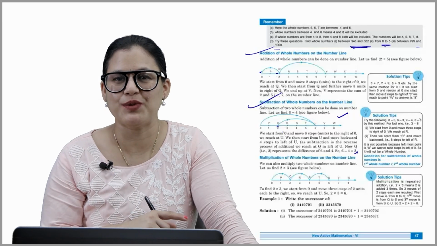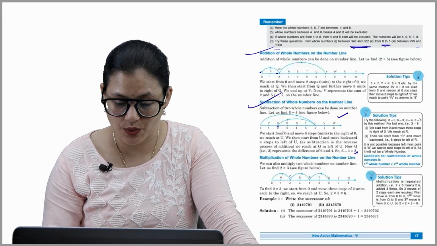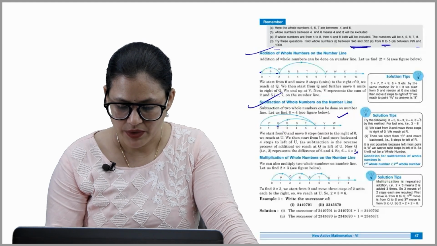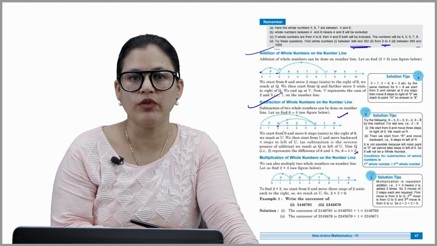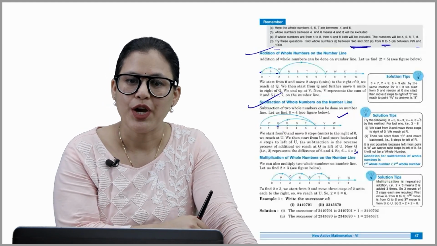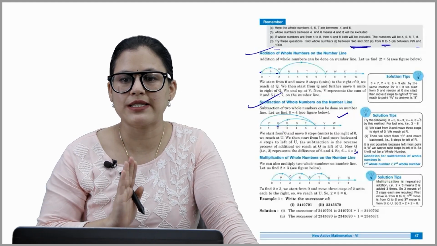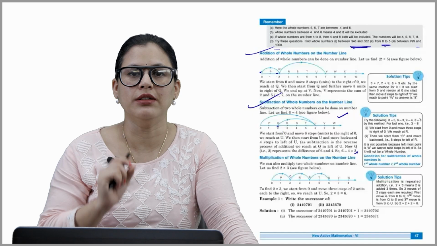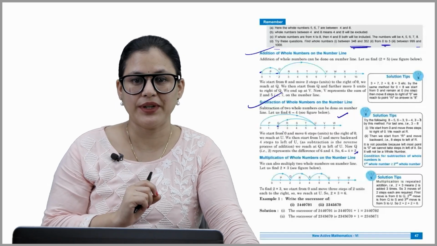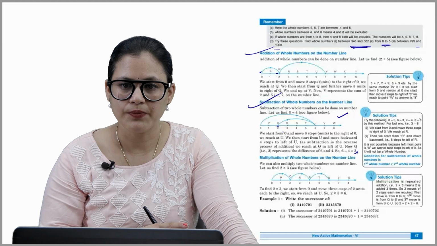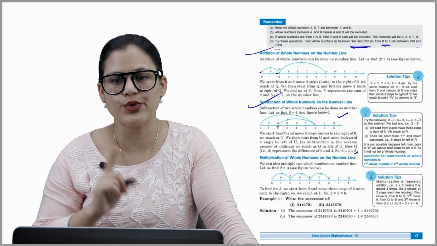It is not possible because the leftmost point is what? 0. How can we move 8 steps backward? We start from here, 3, 1, 2, 3, but how can we move 5 more steps backward? It is not possible because the leftmost point is 0 and we cannot take steps to the left of it. So, it will not be a whole number. The condition for subtraction of whole numbers is that the first whole number should be greater than or equal to the second whole number.